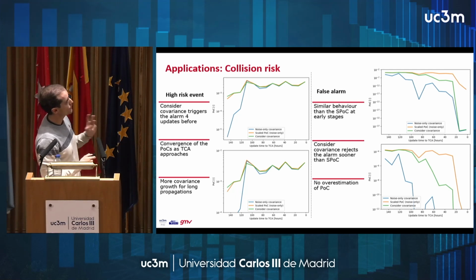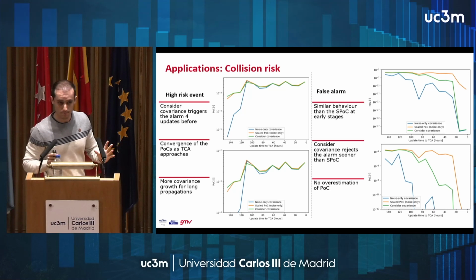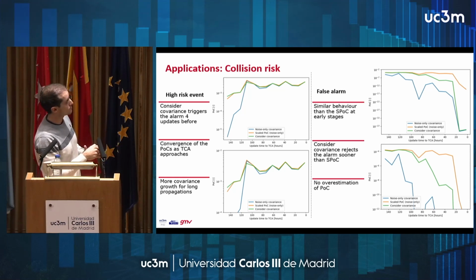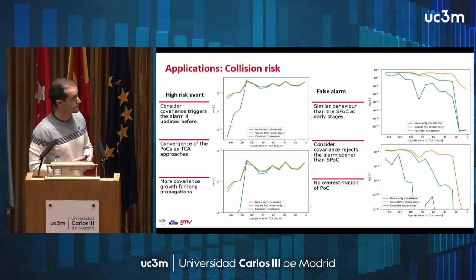I'm comparing three different covariances here for the computation of the probability of collision. The noise-only covariance without any correction, just as the measurements come. The green one, which is my corrected covariance with our methodology, and the orange one is the so-called scaled probability of collision, which is what the CNES, the French space agency does for collision analysis.